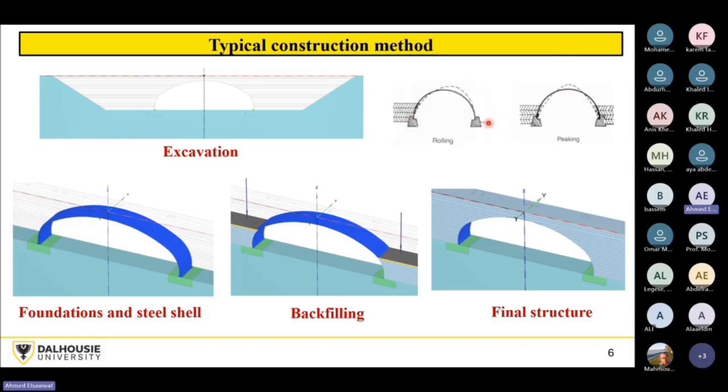However, if there is no balanced backfilling, something like this here, if the left-hand side, for example, has a higher backfill than the right-hand side, or you applied a higher compaction effort, you will get some rolling in the deformed shape of your arch culvert, which is not preferable. That's not recommended. That's a very big problem in the construction process.